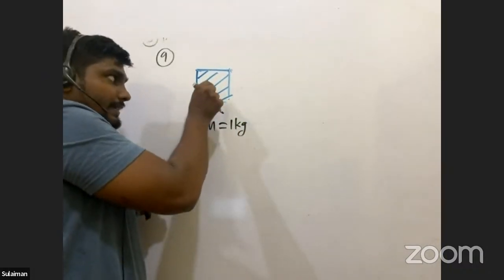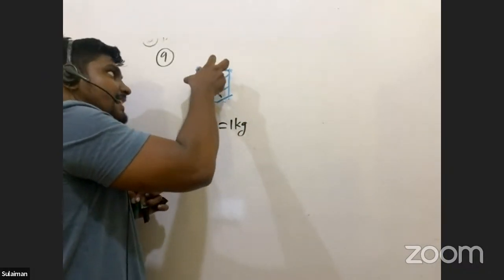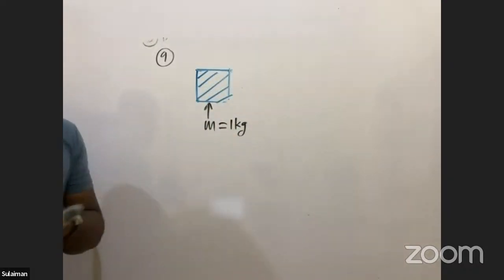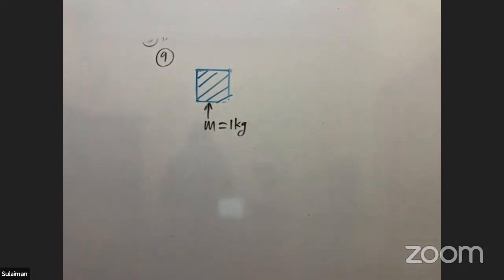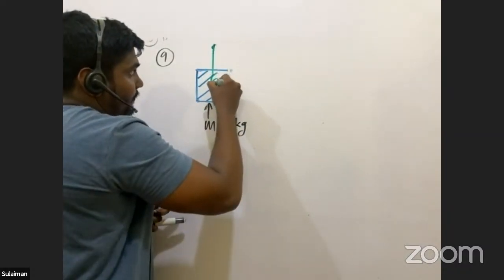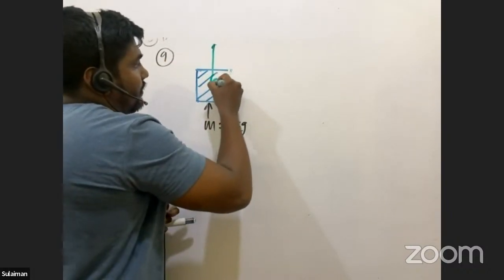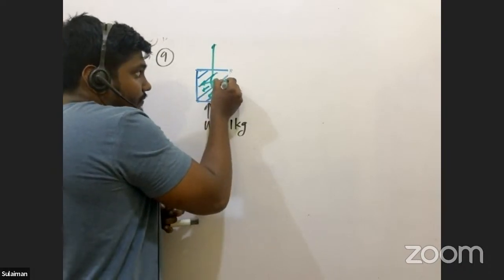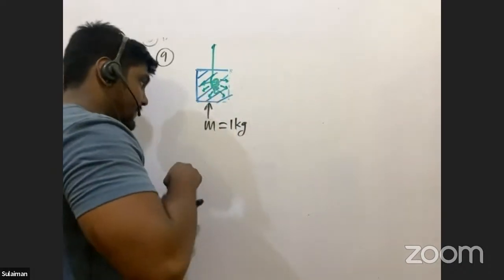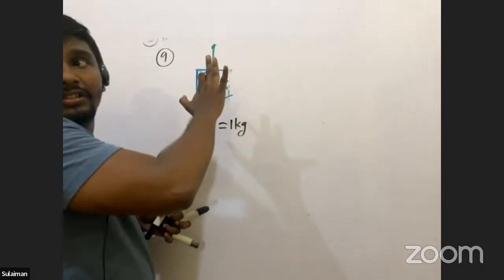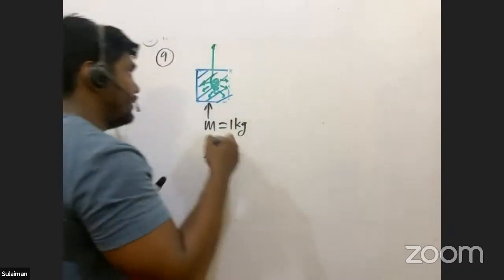Now what we do is, by using some sort of immersion heater, we heat this ice cube. By using an immersion heater, we provide heat energy to this ice cube. Let's say this is my immersion heater. This heater provides heat energy to this ice cube. Now they have given the power of this immersion heater as 200 watts.